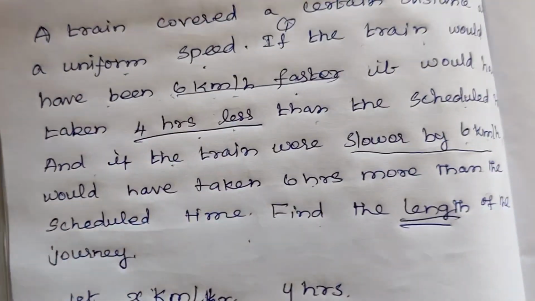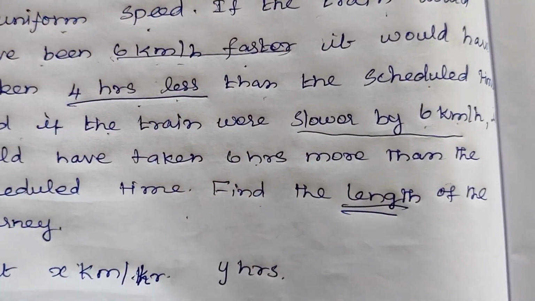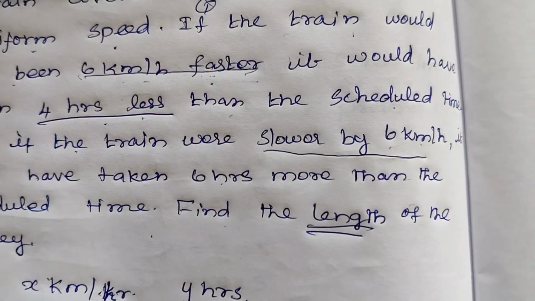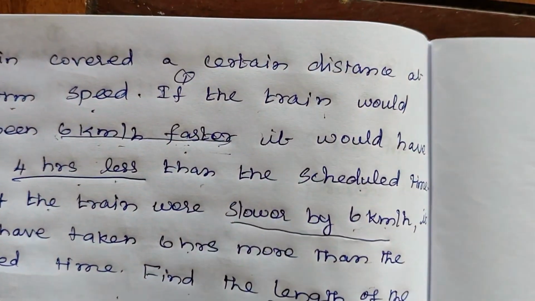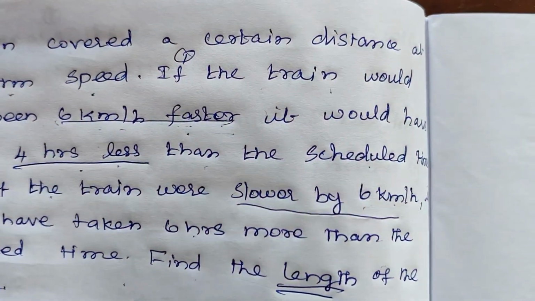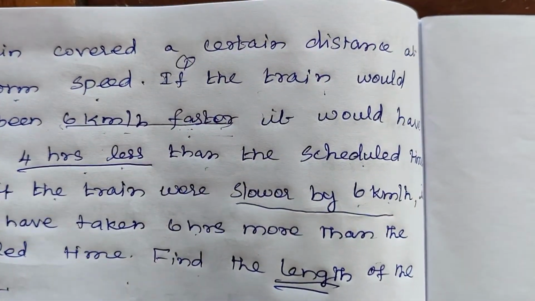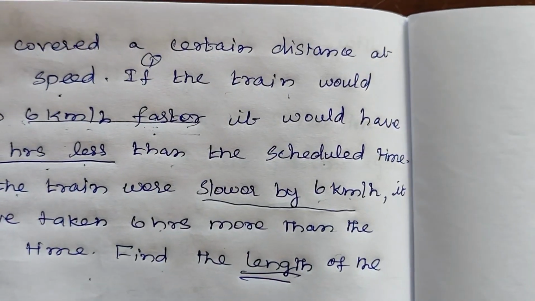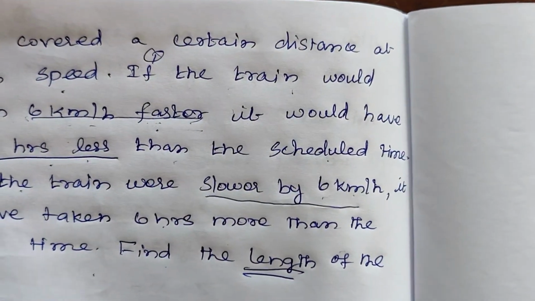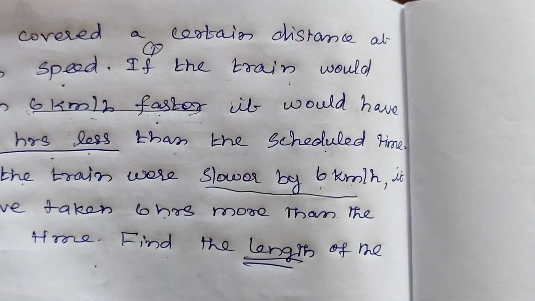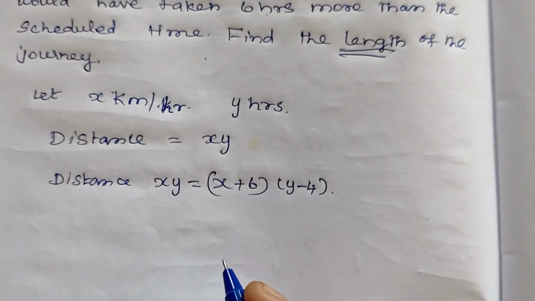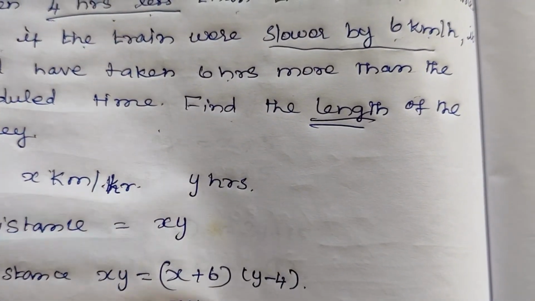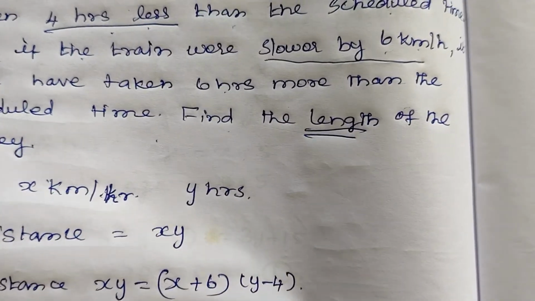Next, the first condition is given: if the train would have been 6 km per hour faster. So what is the distance now? The speed becomes x plus 6, and the time is 4 hours less, so y minus 4. Now you have to multiply: xy minus 4x plus 6y minus 24.